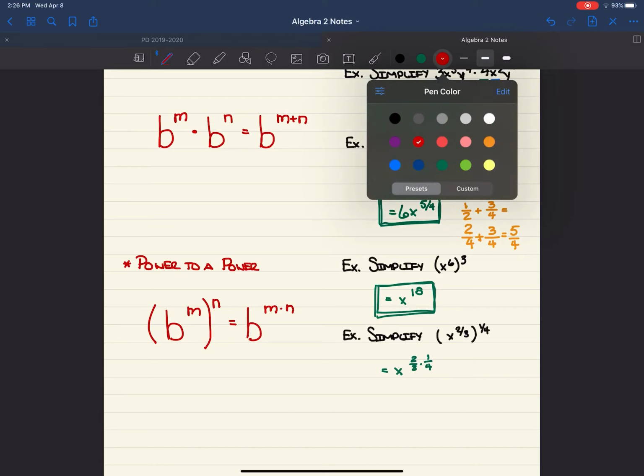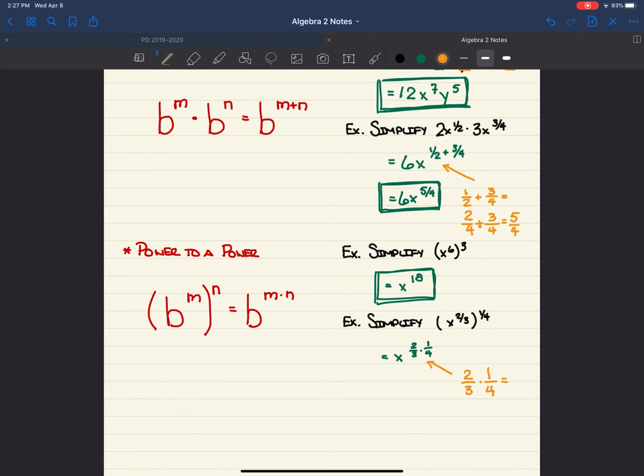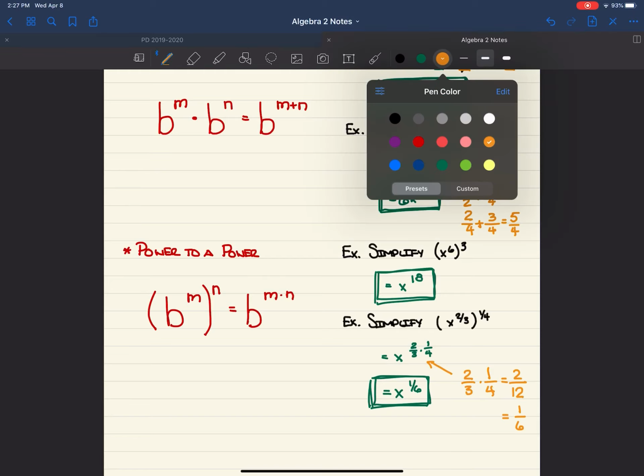So if I go ahead and simplify my fractions there, knowing what we know about fractions, when we multiply fractions, so in this case 2/3 times 1/4, we can just multiply our numerators, multiply our denominators, and this is going to give me 2 over 12. We can simplify 2/12 and say, well look, that simplifies to 1/6. So that means that our final answer here is x to the 1/6 power. So there is our second property of exponents.